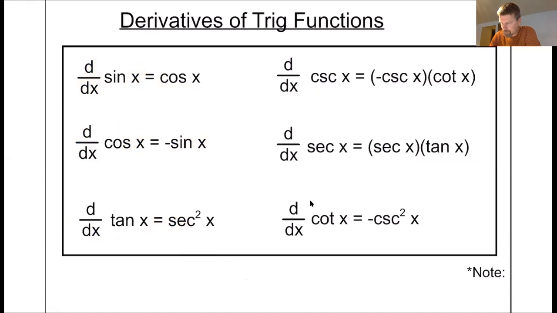Cosecant. Derivative of cosecant is negative cosecant times a cotangent. The derivative of secant is secant times a tangent. And the derivative of cotangent is negative cosecant squared. Now, this might seem like a lot and hard to memorize, but after you spend a little bit of time, it gets easier. So definitely, again, put these on flashcards or something.